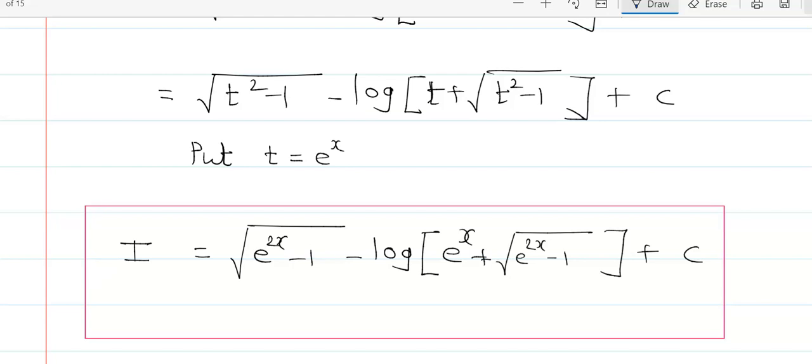And in this way, we have completed the series of exercise 3.2 A, B, C. Now we'll see in the next topic, that is integration by parts. Till then, goodbye.